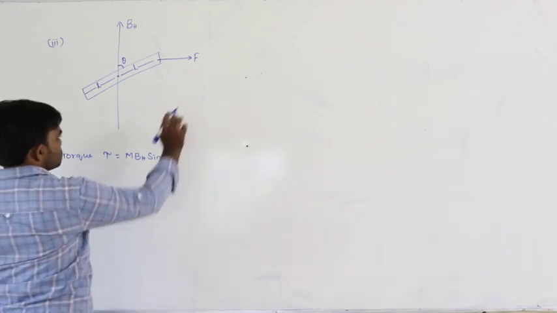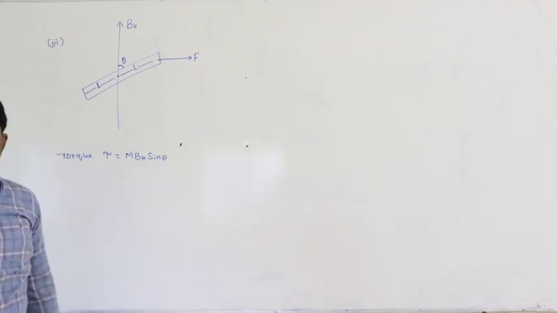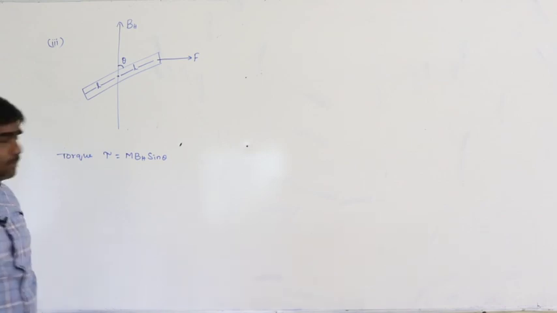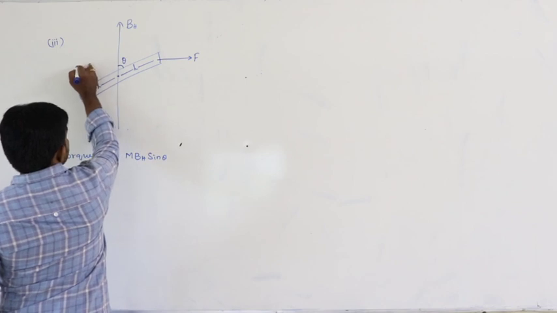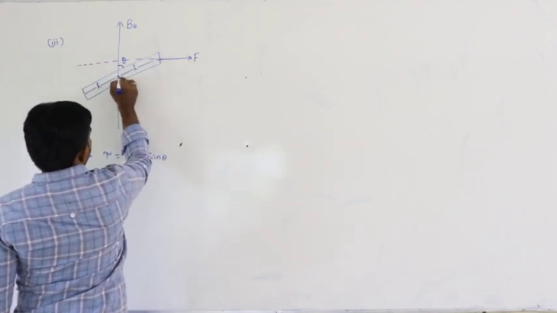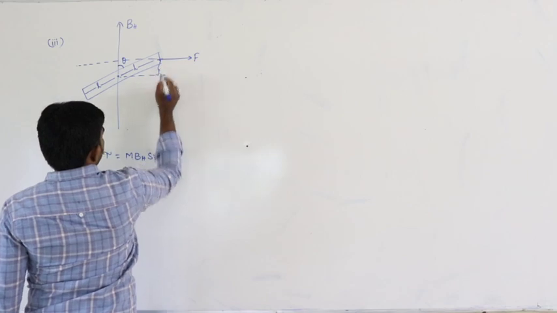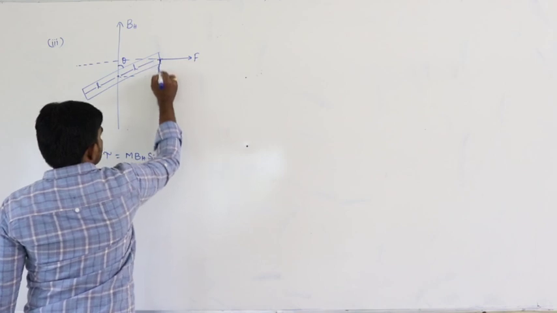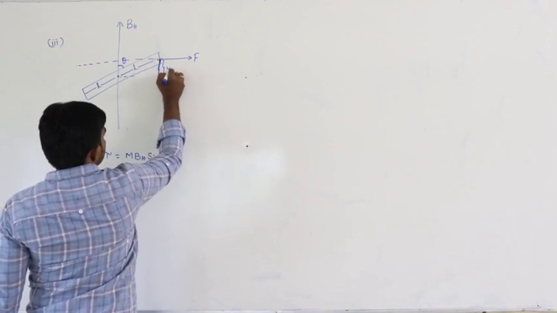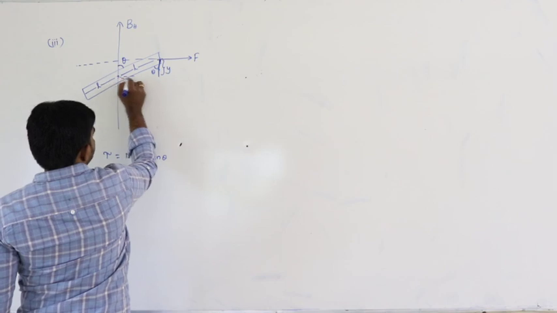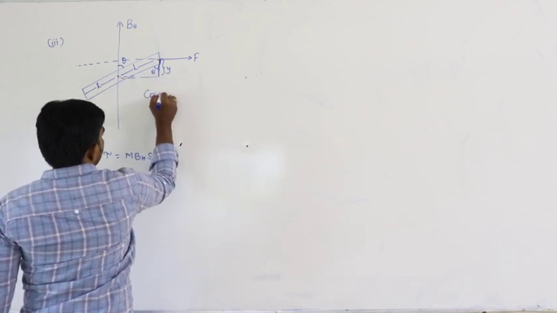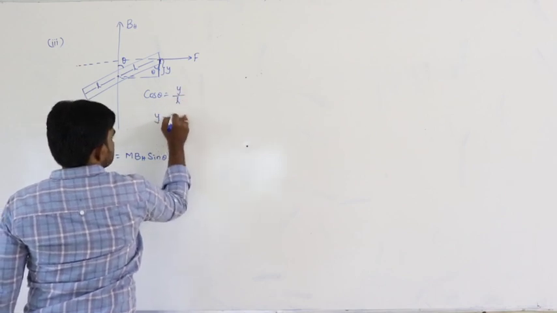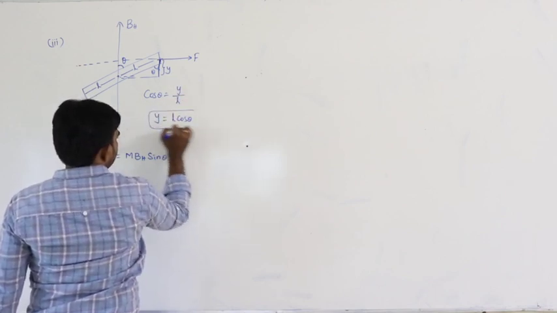While calculating the torque, torque can be written as force into perpendicular distance. Let us say this is the point of application of the force, this is the axis of rotation, and this is the perpendicular distance, which is y, with angle theta. Cos theta is adjacent by hypotenuse, y by L. Therefore, y is equal to L cos theta.